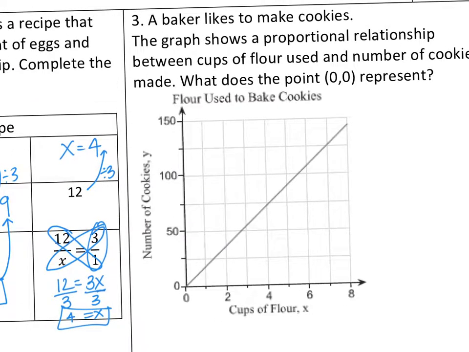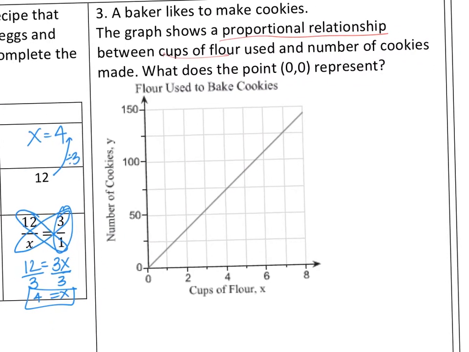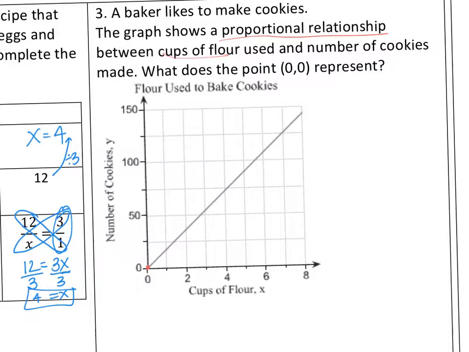The graph shows a proportional relationship, so it's already telling you that it's proportional, between cups of flour and the number of cookies made. What does 0, 0 represent? So first of all, if you ever get a question that looks like this, if it doesn't start at the origin, it's not proportional. It always has to start at the origin. You can write that, not proportional, or you can abbreviate it. Just put no P, not proportional.